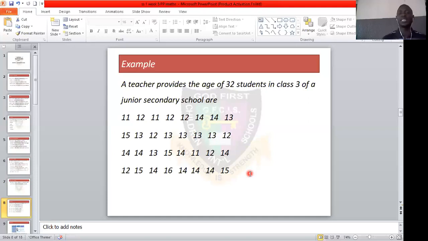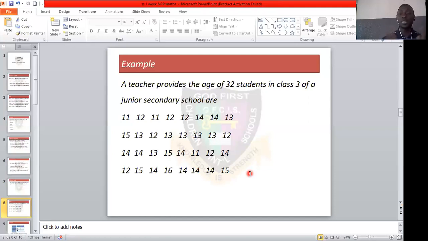How do you interpret this information? This is real data. You cannot easily interpret this or find a purpose for it, because the information is very raw. That's why we have a frequency table. So we were asked to prepare a frequency table for this information.